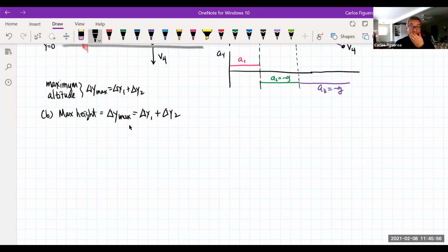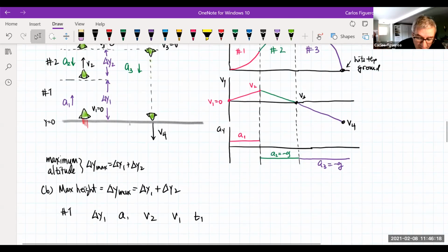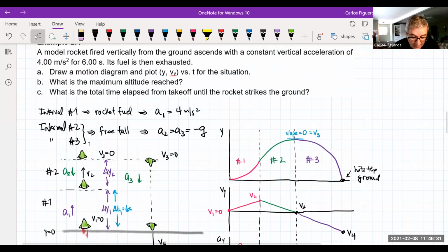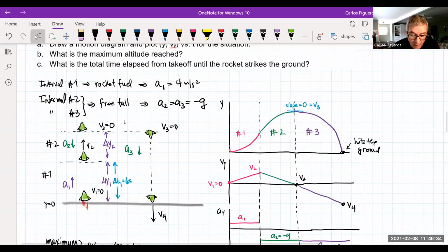So what I'm going to do here is set up two data tables. Here's interval 1. It tells me that I have delta y1, I got a1, I got v2, I got v1, and I got t1. Something that I did not put in is that they also told us that the time from here to here was 6 seconds. Is that right? I think that's what they told us. Yeah, it's 6 seconds. So I know what t1 is.